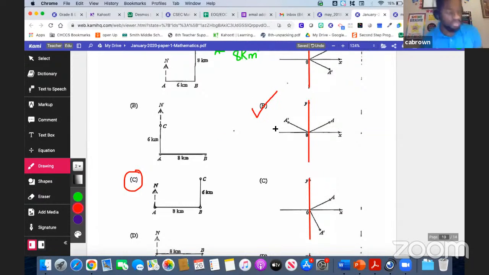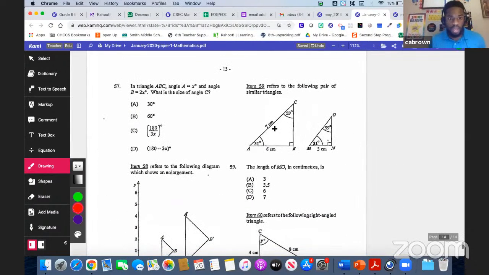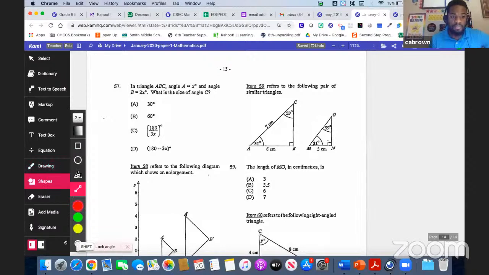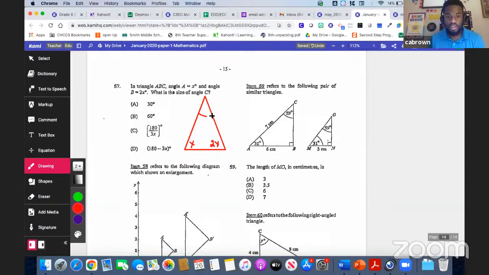All right, 57, we're almost done. We did it, guys. Triangle ABC, angle A is equal to x, and angle B is equal to 2x. What is the size of angle C? When we get questions like these, I'll always advise you to make a visual representation so you can clearly see it. So this is a triangle, and one angle is x, and another angle is 2x. We need to find a third angle.